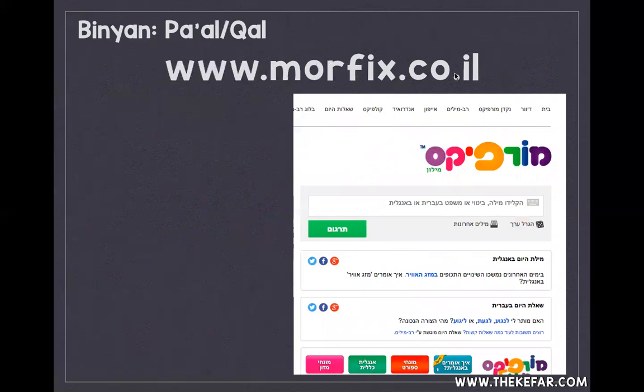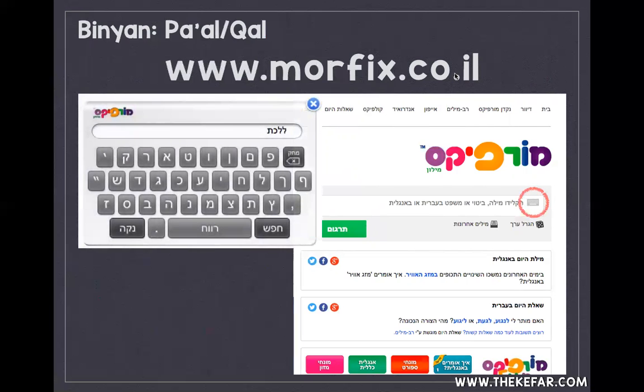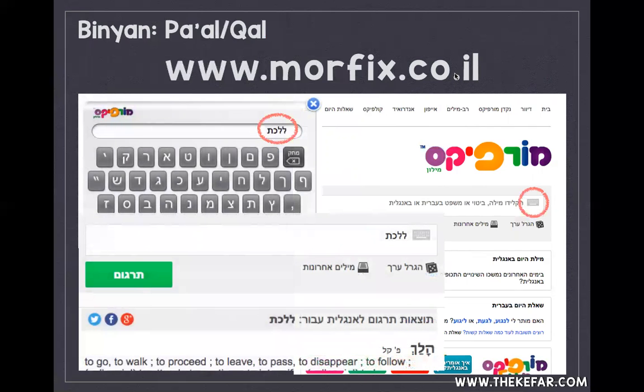It's incredibly simple to use. If you don't have a Hebrew keyboard already, you can just click that little button there on the side, and a Hebrew keyboard will pop up, and you can just click on the letters that you want. Okay, so we're looking up lalechet, which is to go or to walk. So we type in lalechet right up here, and then we press the green tirgum button, which is to translate, and we see here the root.